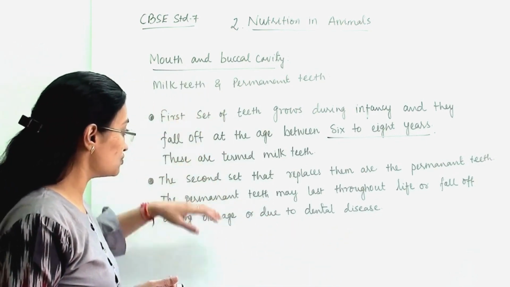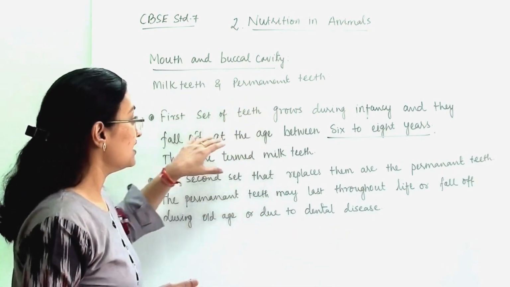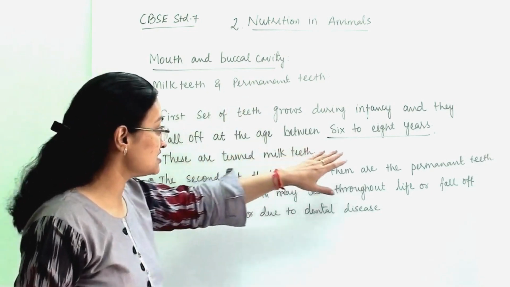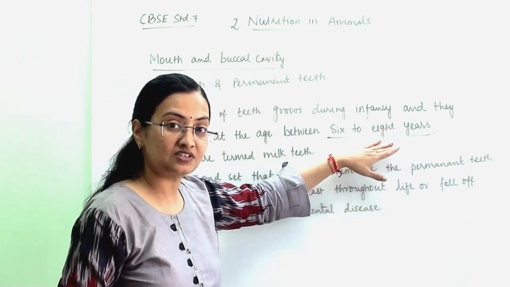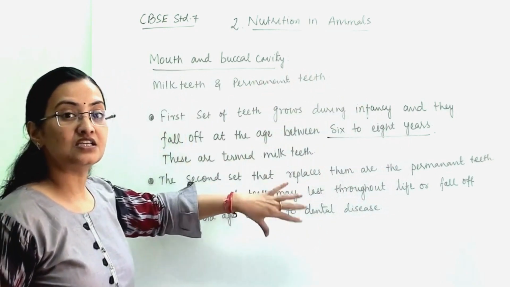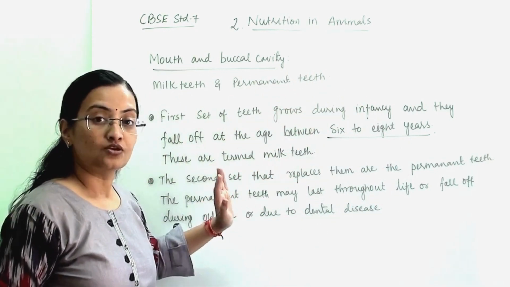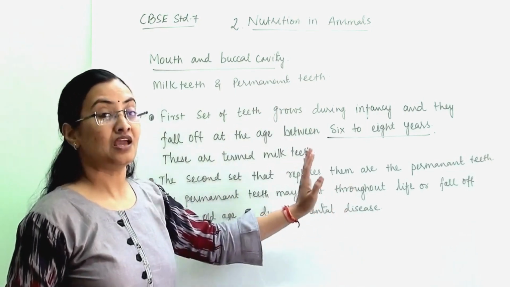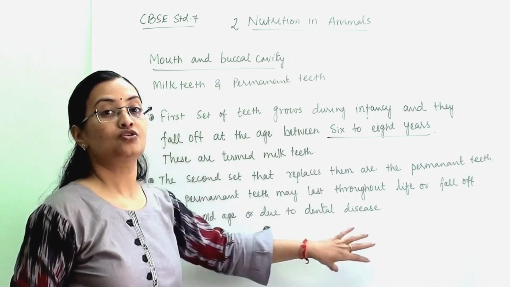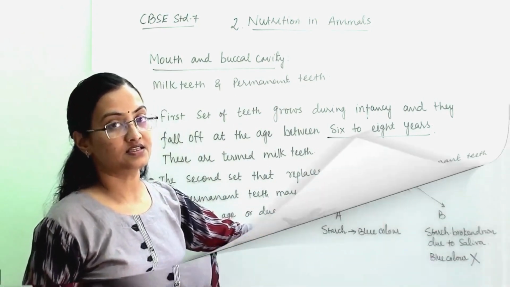So there will be 2 sets of teeth. Milk teeth will be there from infancy till 6 to 8 years, and after that the permanent teeth will replace the milk teeth, and permanent teeth will be there throughout the lifetime. They may fall off due to old age or due to dental disease.